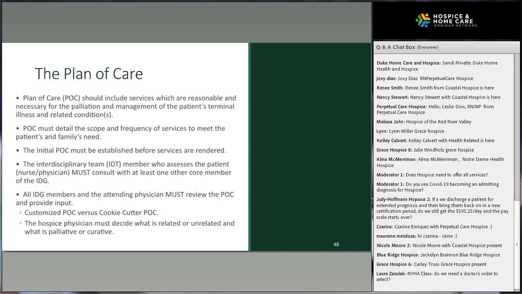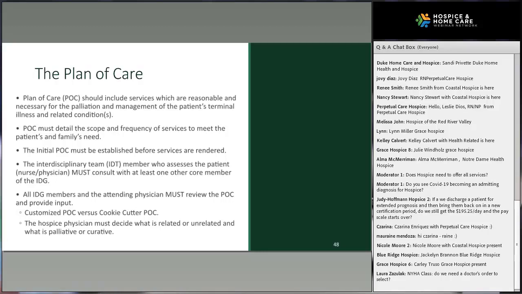Then the plan of care is developed, and the plan of care should include services that are reasonable and necessary for the palliation and management of the patient's terminal illness and any related conditions. It must detail the scope and frequency of services to meet the patient and family needs. It must be established before services are rendered. So you go out and make that initial assessment. You're setting up that quick plan of care so that you can go out and then begin administering such services.